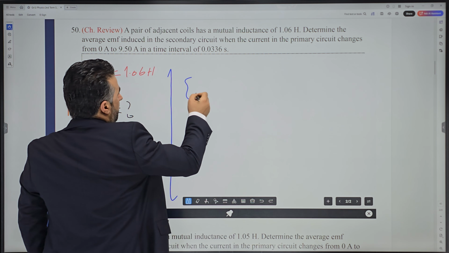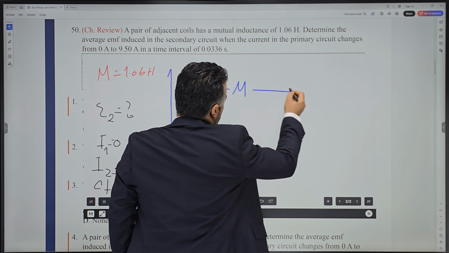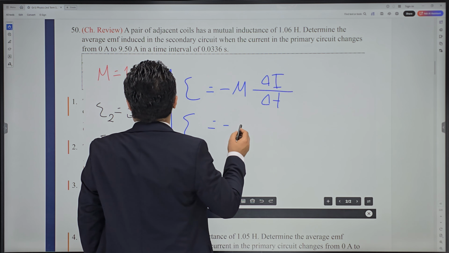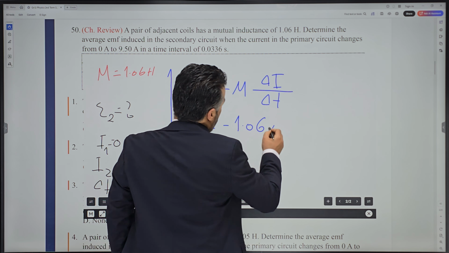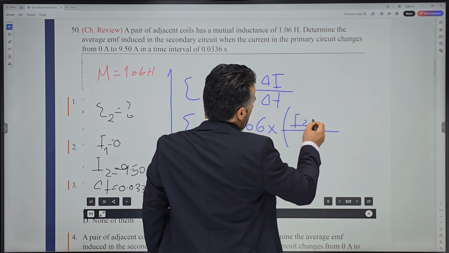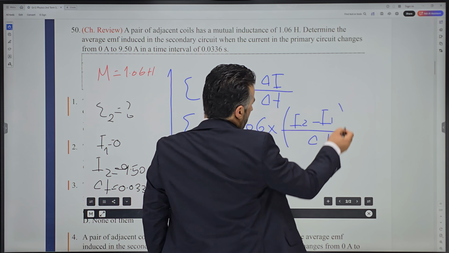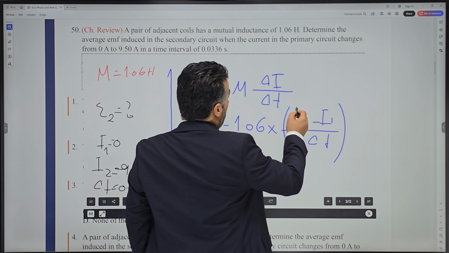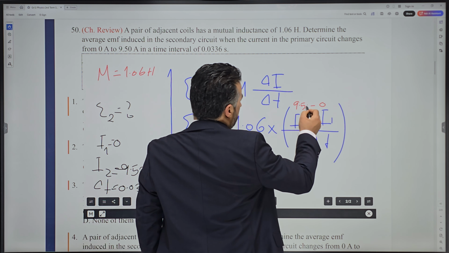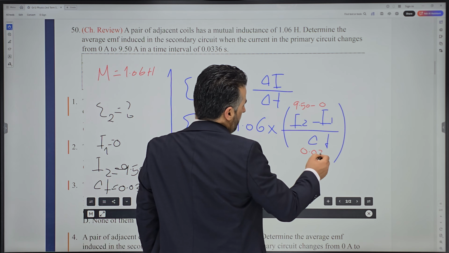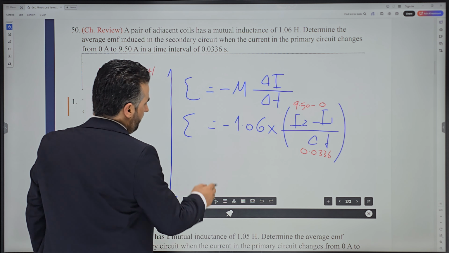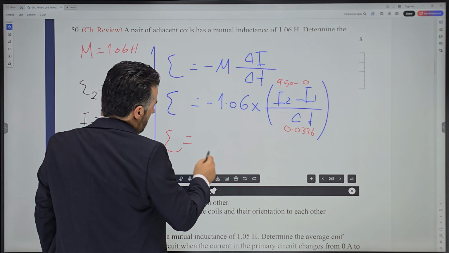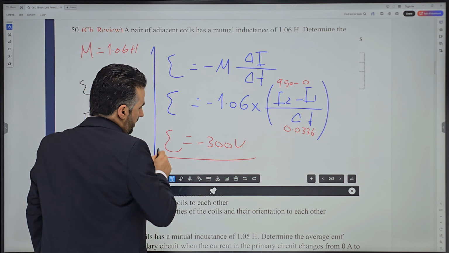EMF that is induced is negative M times the change in current over delta T. Very simple. EMF equals negative M, which is 1.06, times the change in current, that would be I2 minus I1, divided by delta T. So now you can plug in the numbers. I2 is 9.5, I1 is 0, divided by delta T, which is 0.0336. You just do the math, you can find the EMF induced, which is equal to negative 300 volts, and that's it. Pretty simple.